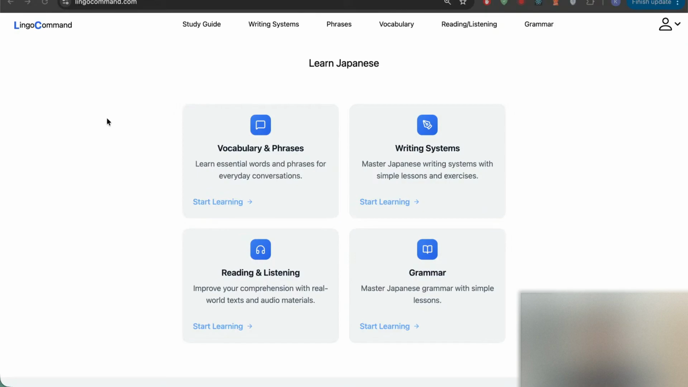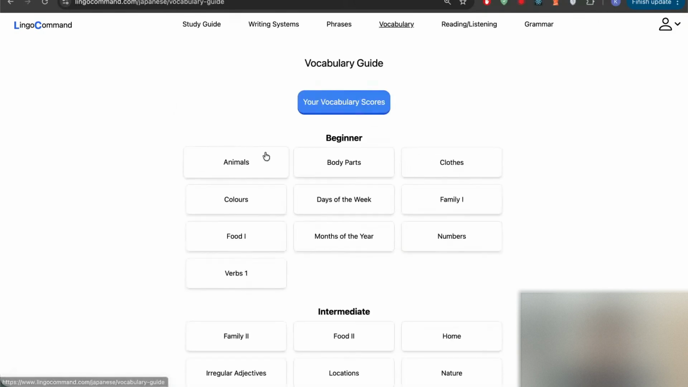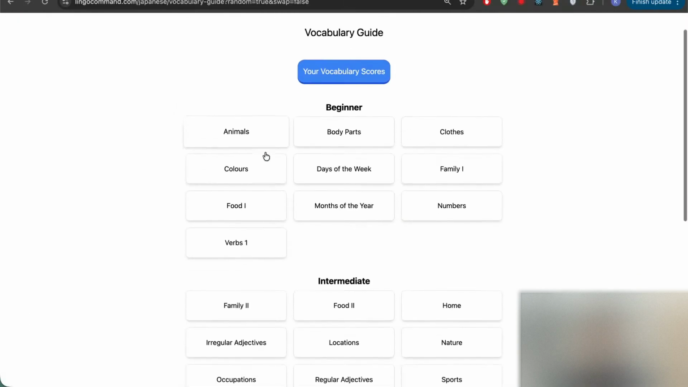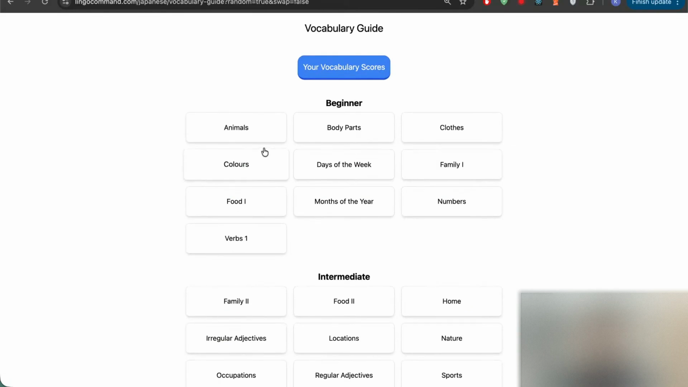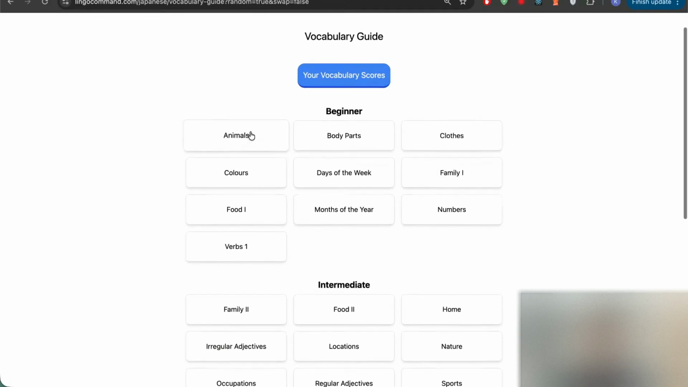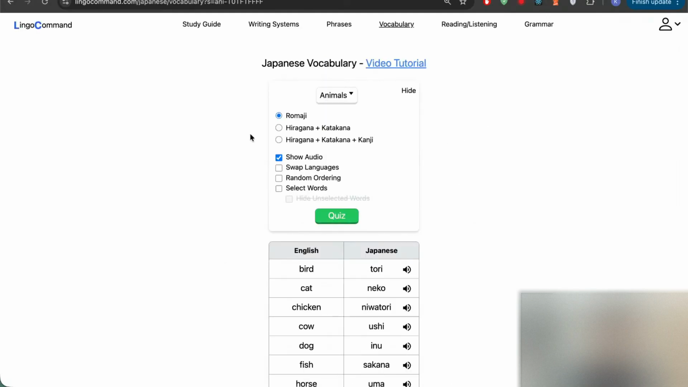And so we're here on the Lingo Command website, and as I did in the previous live stream, I'm going to go to the vocabulary section over here. And I think the best place to start for today's stream is to revise what I did in the previous stream. So let's take a look at the animals section over here. And I'm just setting up the stream here on my phone as well so I can read the comments.